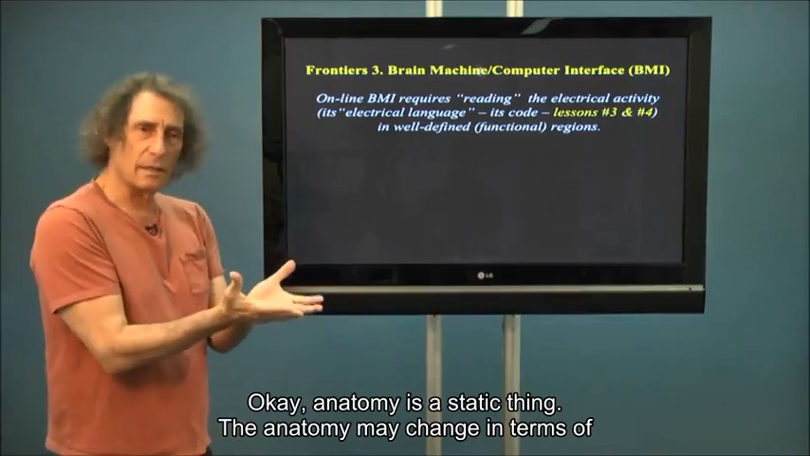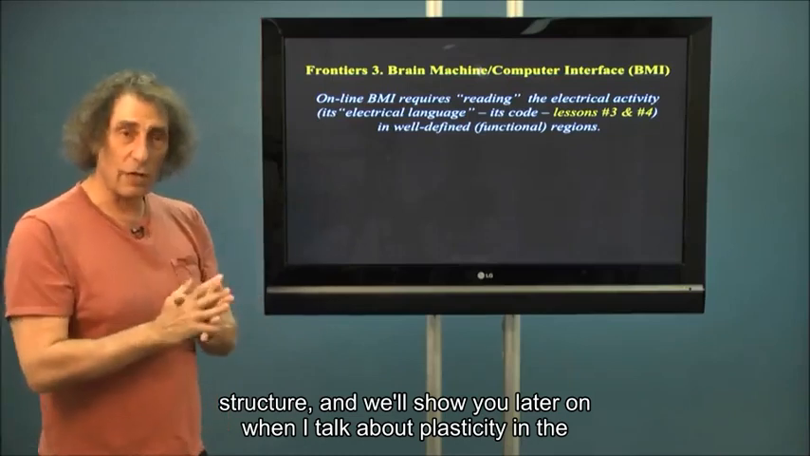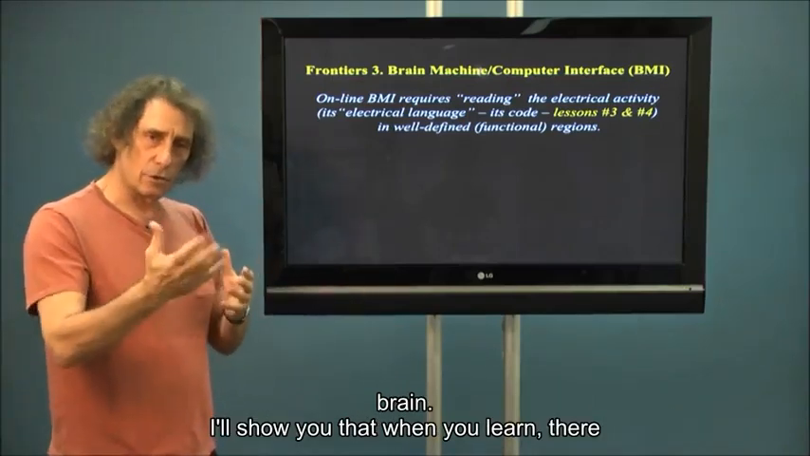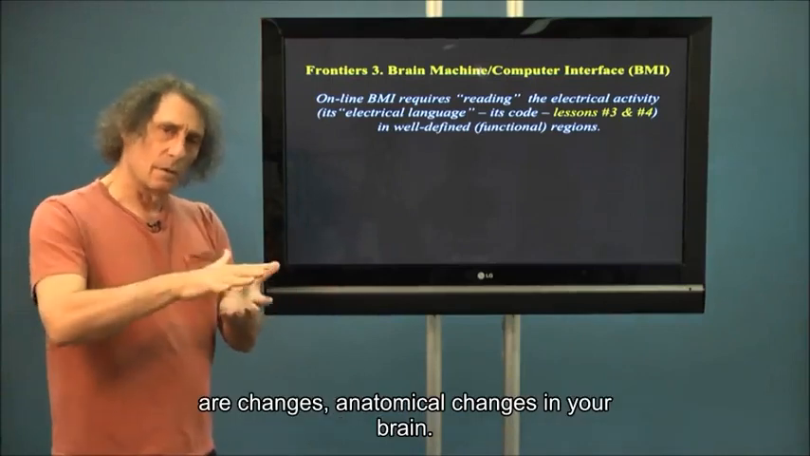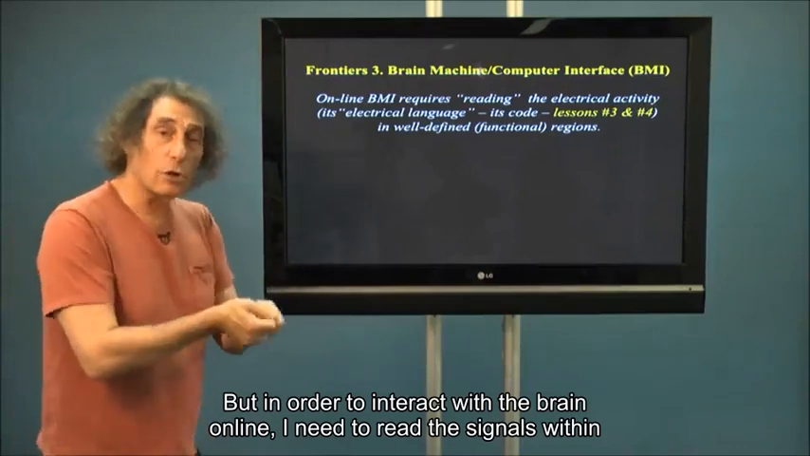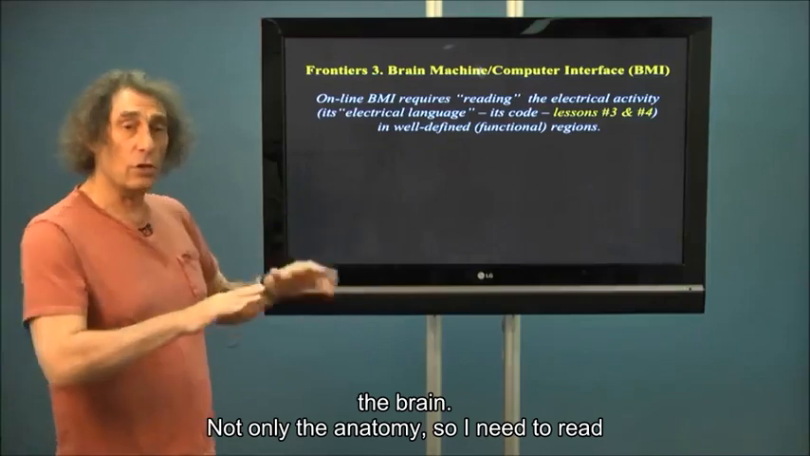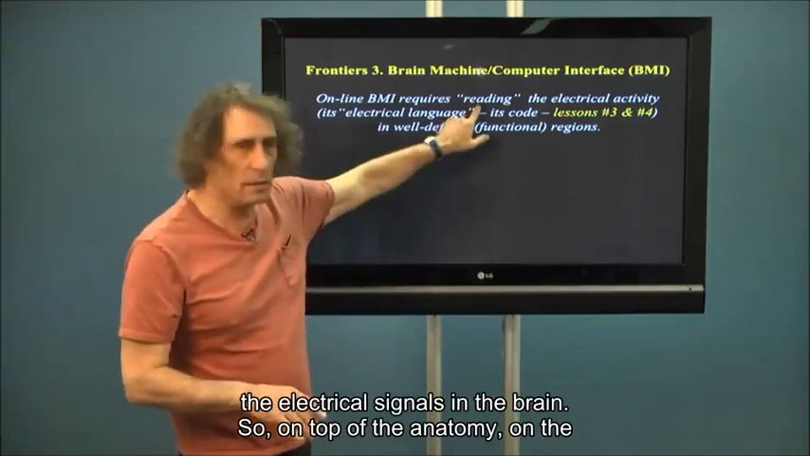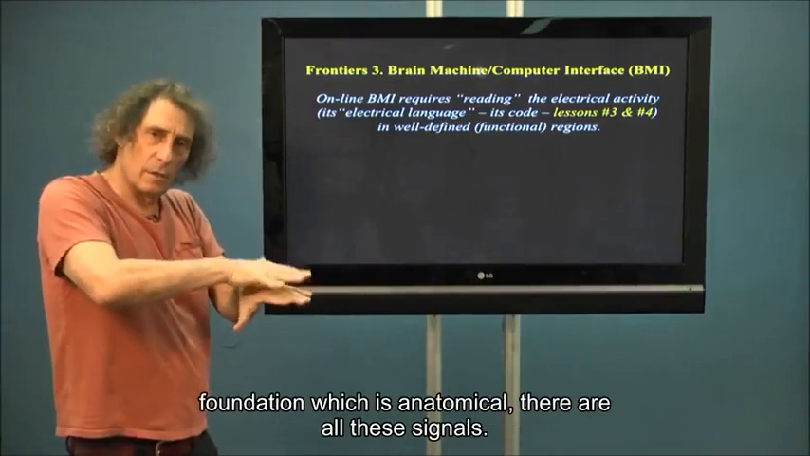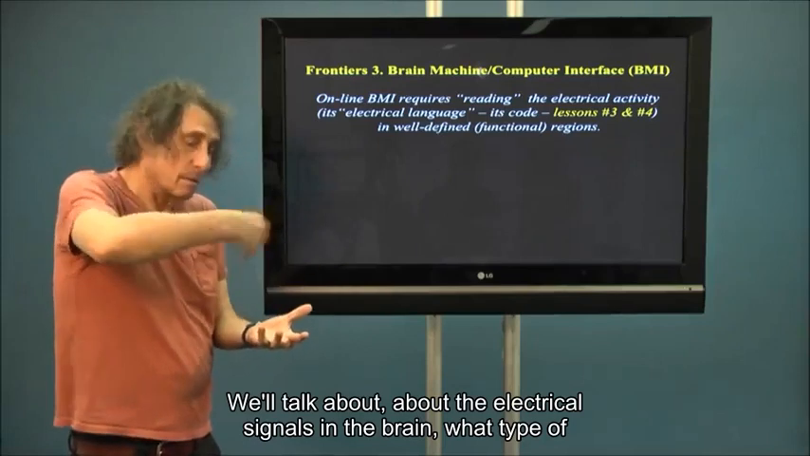Anatomy is a static thing. The anatomy may change in terms of structure, and we'll show you later on, when I talk about plasticity in the brain, that when you learn, there are anatomical changes in your brain. But in order to interact with the brain online, I need to read the signals within the brain, not only the anatomy. I need to read the electrical signals in the brain. So on top of the anatomy, on the foundation which is anatomical, there are all these signals.